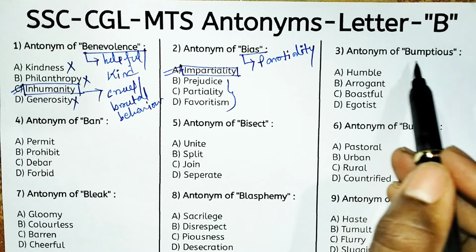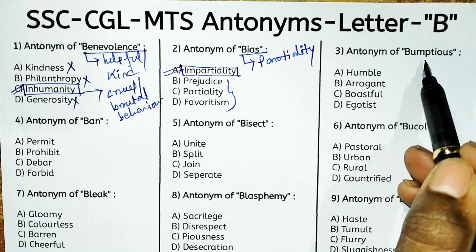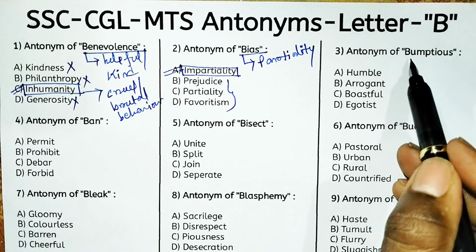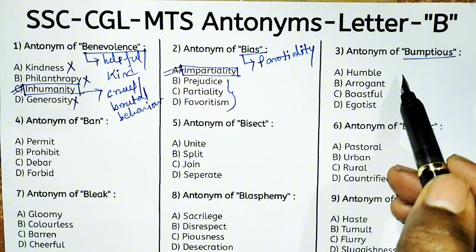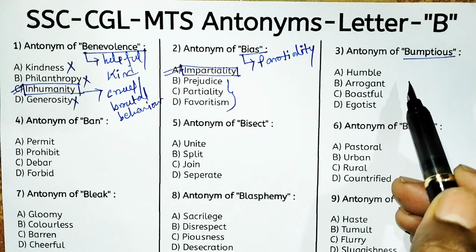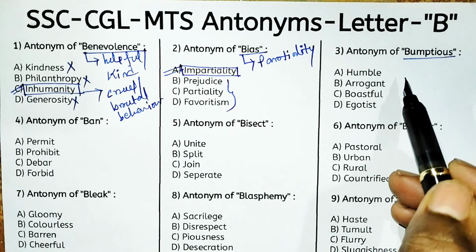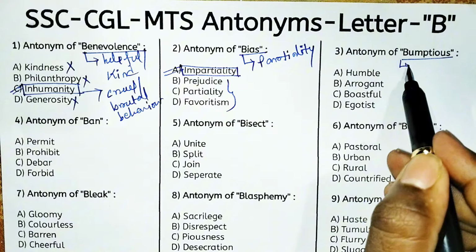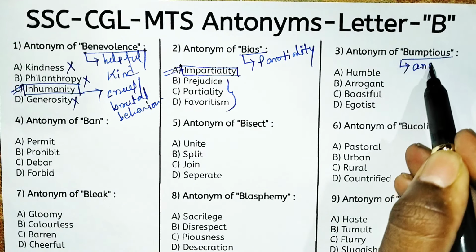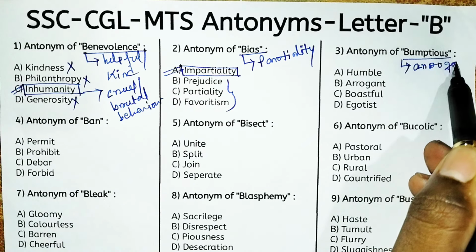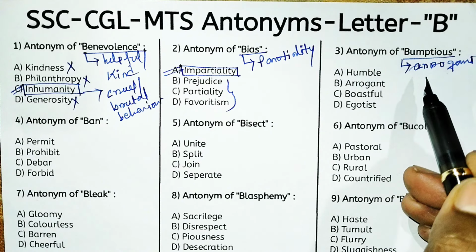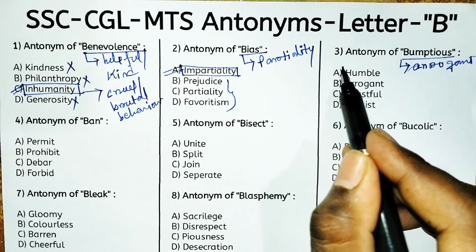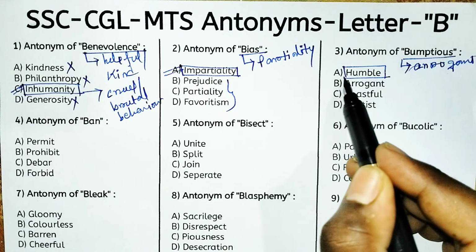Next, antonym of bumptious. Look, bumptious means to be selfish and annoying. Actually, arrogant. So what is the opposite of bumptious? So option A, humble. Humble is the right answer.